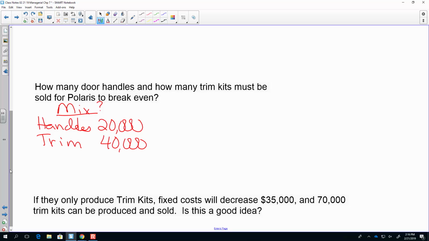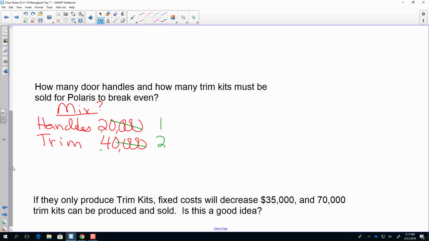Very good, Carla. And for me, I always like to get rid of the zeros if I can, to make the number smaller. So now I have 2 to 4. 2 is the greatest common factor of both numbers. 2 goes into both 1 and 2. So the mix is 1 to 2.